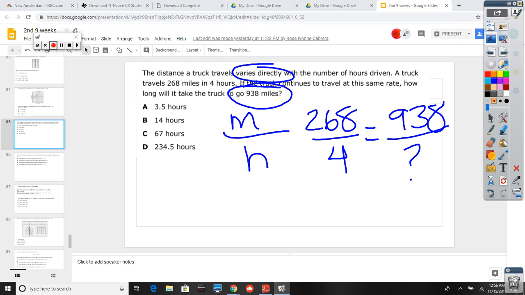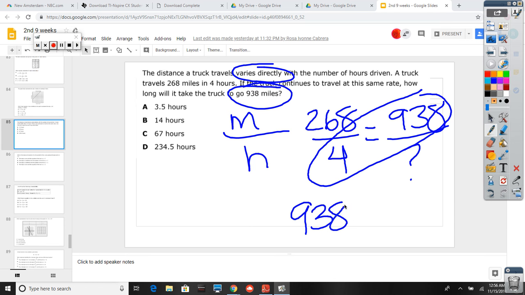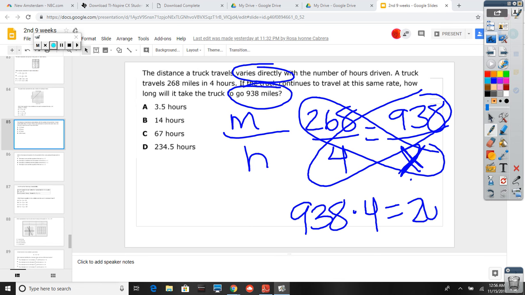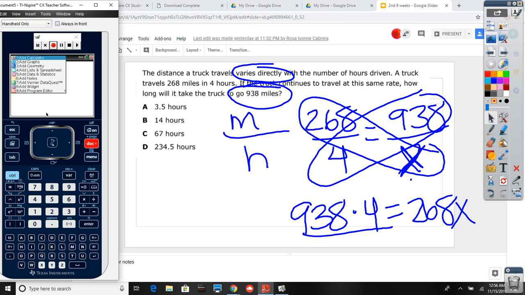And right away comes your trick. Well, you already know you gotta cross multiply 938 times 4. And then here, some people call it the butterfly or something. I'm gonna call this one down here x, okay? So 268 times x is 268x. So, first of all, I need to multiply these right here. So I'm gonna go to my calculator and I'm gonna add a calculator page because I just need a plain and simple calculator. 938 times 4, which gives me 3,752.